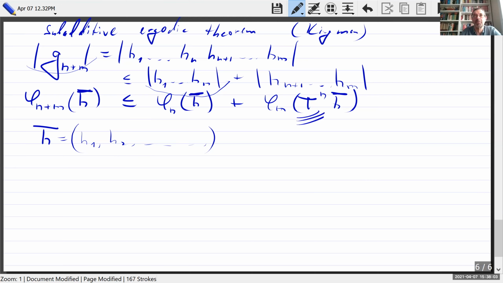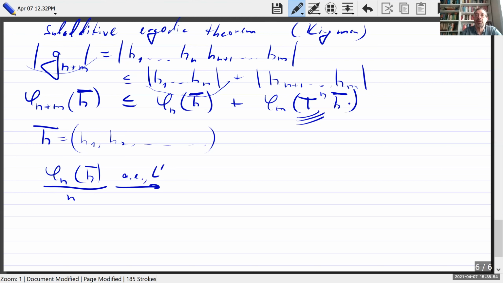Then it is precisely the formulation of Kingman's subadditive theorem that if these functions are integrable, for which it is enough to require that the function phi1 is integrable, namely that the measure mu has a finite first moment, then we know that these functions phi n evaluated at sequence h divided by n converge to a certain limit almost everywhere and in the space L1.